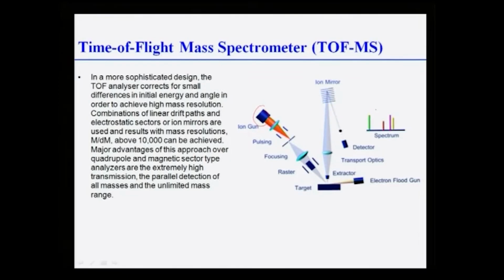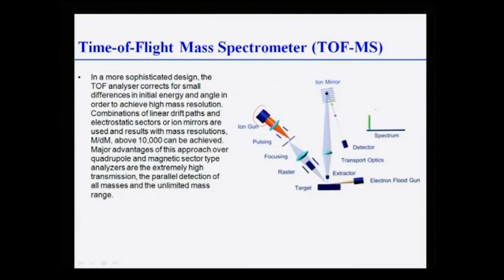Correct. In many cases, as you create more ions, you have to have an electron flood gun, otherwise charge balance will not be there on the sample surface. In a more sophisticated design, the time of flight analyzers correct for the small differences in initial energy and angle in order to achieve high mass resolution. It is a combination of linear drift paths, electrostatic sectors or ion mirrors which are used, and mass resolutions of above 10,000 can be achieved.